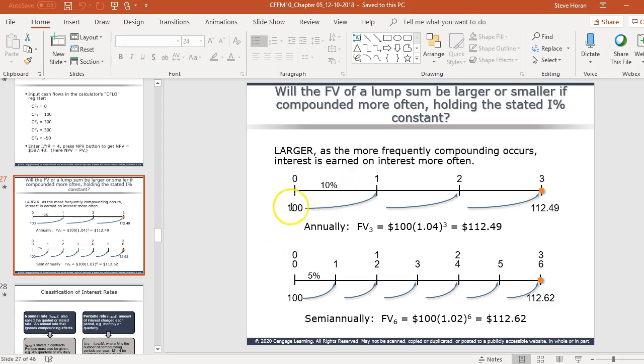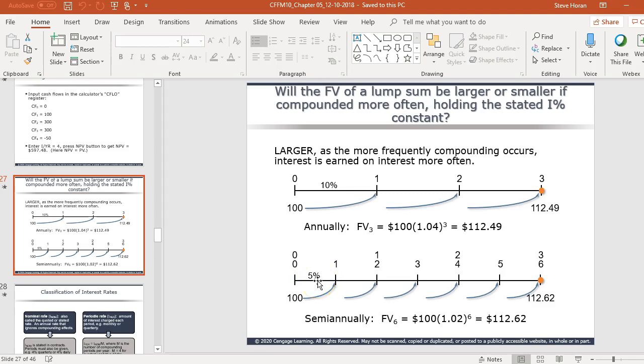So this one says annually, once per year for 3 years at 10%. This one says semi-annually. So notice with semi-annually, that means twice per year, every 6 months. And so what changes here, this is annually, so we compound 3 times at 10% annually. If I convert that to semi-annually, twice per year, I have to take that annual rate of 10% and divide it by 2. So that's why you see 5% here. It's just because we're compounding twice per year. So I take 10 divided by 2.